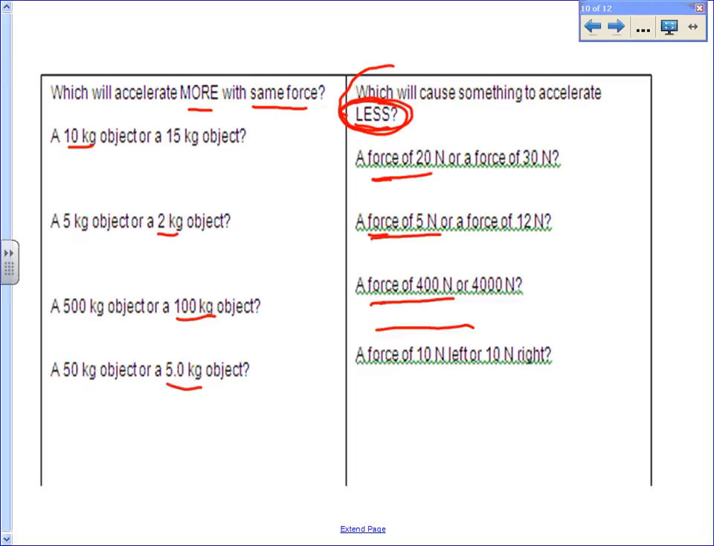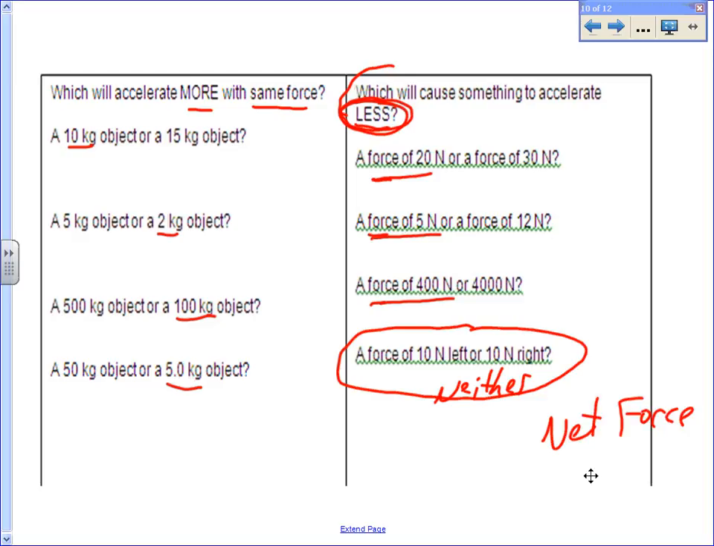Let's look at this last one. A force of 10 newtons left or a force of 10 newtons right. Which will cause it to accelerate less? And the answer is neither. You have to be able to think about the idea that equal forces mean that our net force equals 0. And that means there's no change to our motion. That means if you're moving, you're going to continue moving, and if you're not moving, you're going to continue not moving. Remember Newton's first law, an object wants to do what it's already doing. If it's at rest, it stays at rest. If it's in motion, it continues in motion.